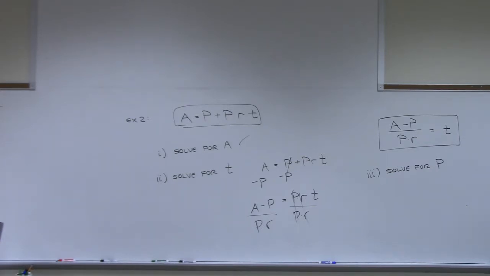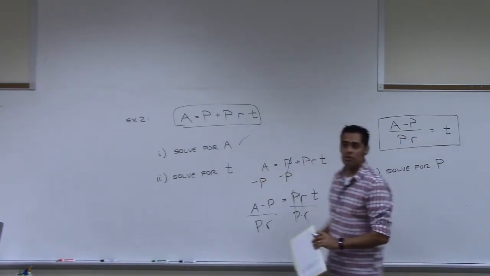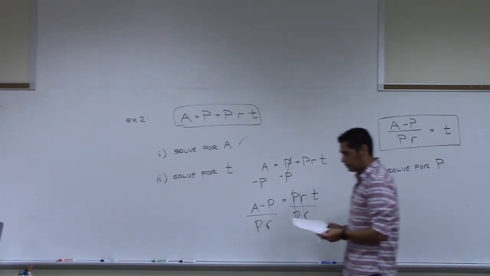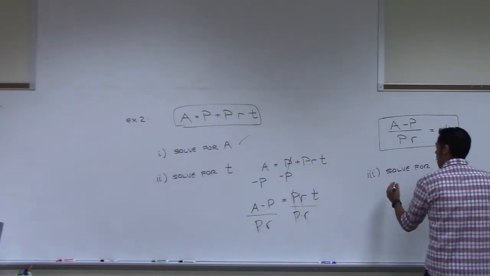All right, any volunteers for solving for P? We're going to start with this equation again and try and get P by itself. This one's tough. This is the hardest of the three I've given. Would you divide the rate and time out first? Okay, so let me write this down.